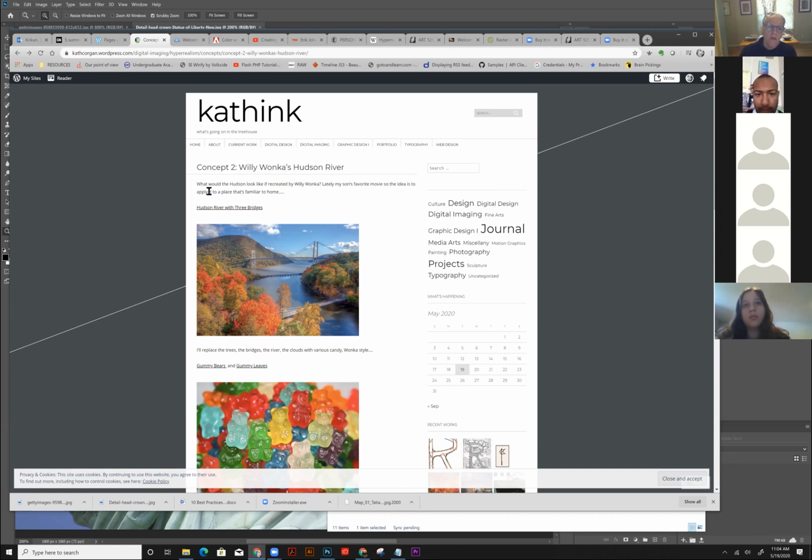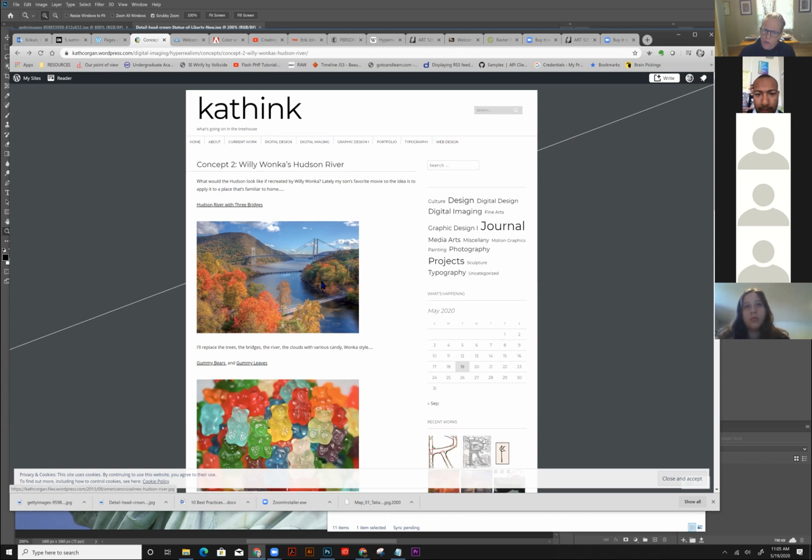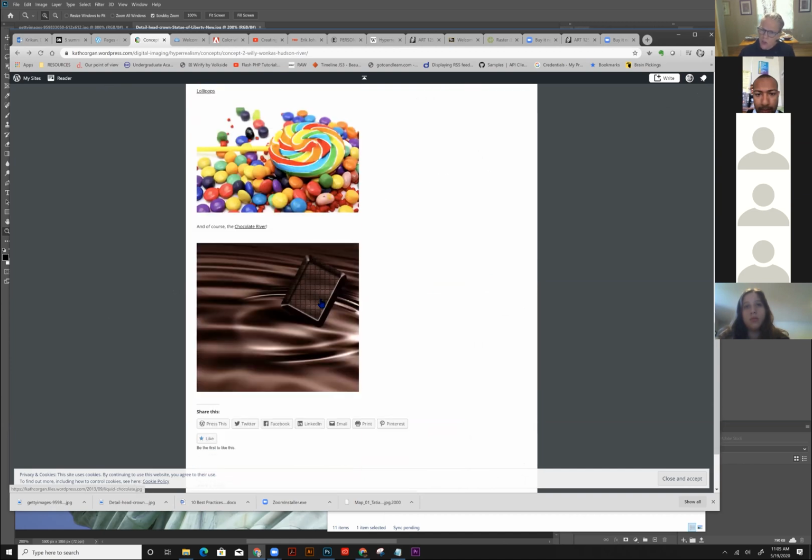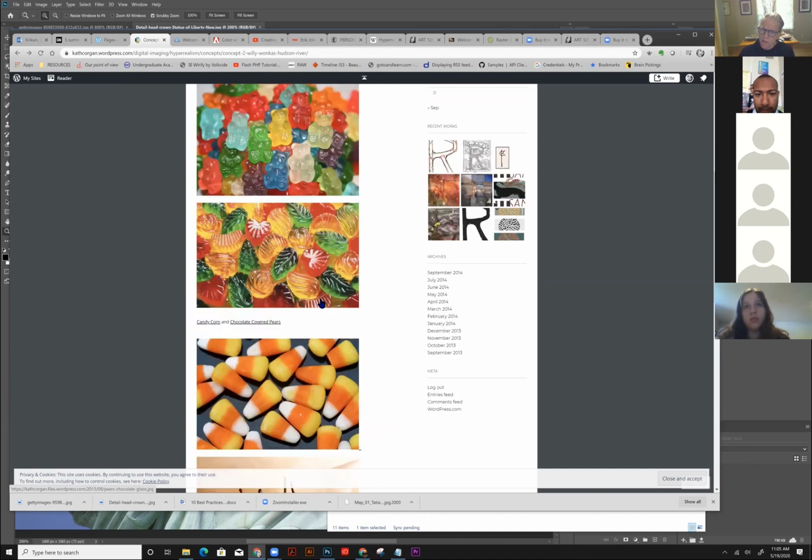And here's her statement. What would the Hudson look like if I recreated a Willy Wonka? Lately, my son's favorite movie is Willy Wonka. So the idea is to apply it to a place that's familiar to home. So this was one of her sources. And these were all her assets that she used to make the composite, right?